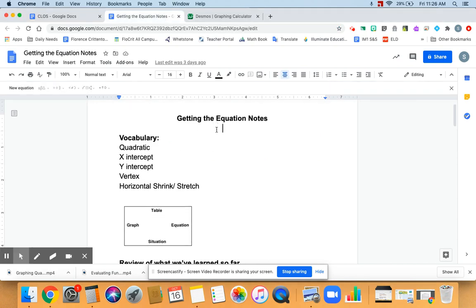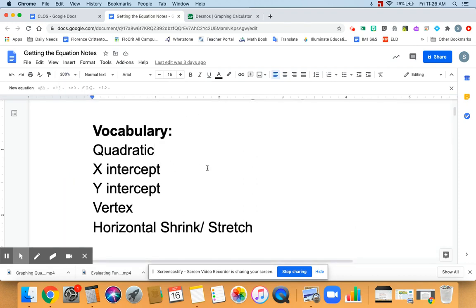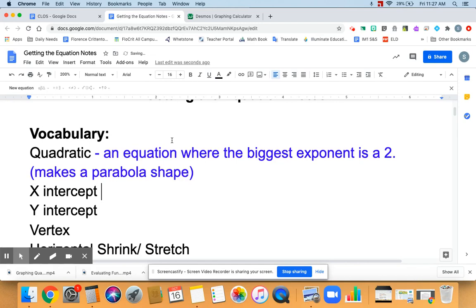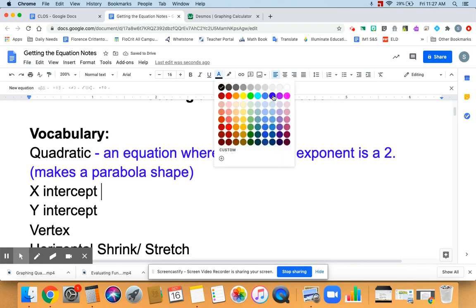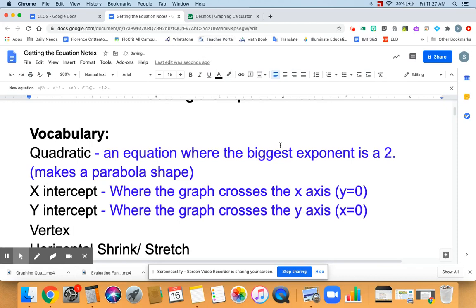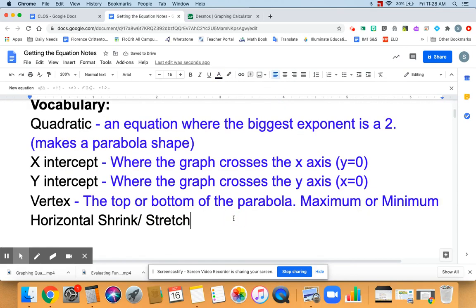Right, so let's talk about the vocabulary quickly, because you should know what most of these mean. Go ahead and tell me, what's a quadratic? All right, so what's the definition for x-intercept? And then what's the definition for y-intercept? And what's the vertex? This one's kind of new.